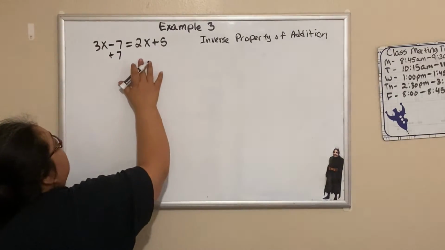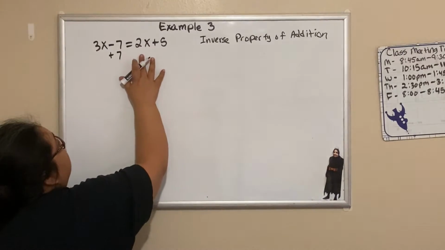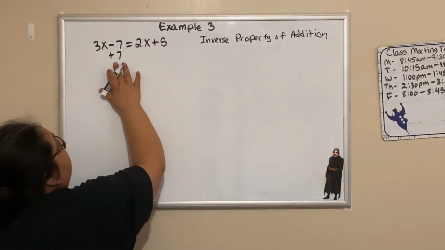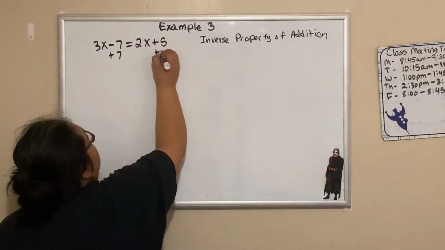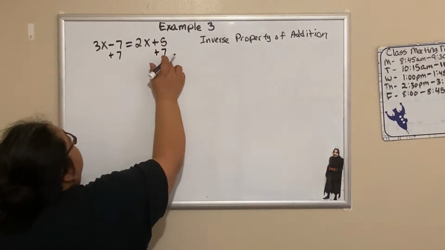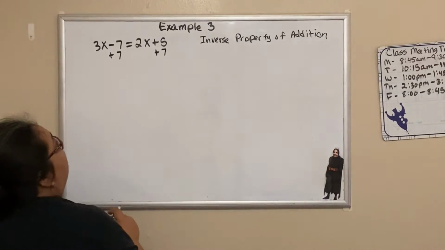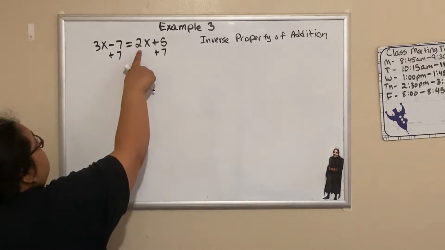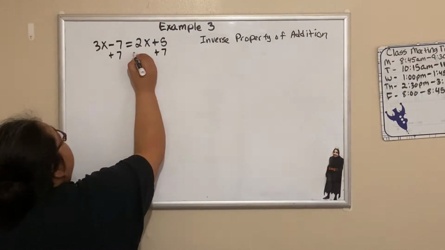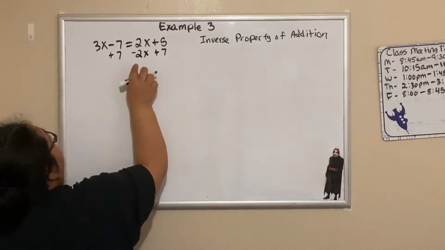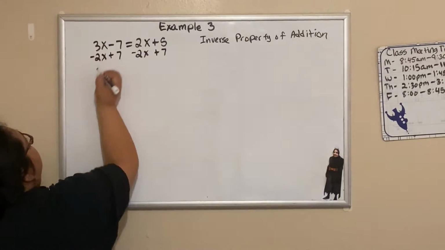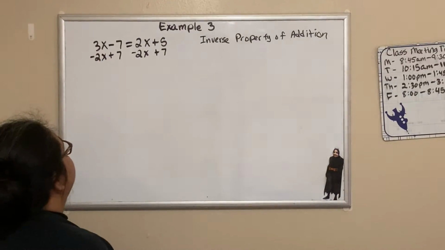Now, it doesn't make sense to put plus 7 underneath the 2x because that is an x. That is not a like term to 7. So we're going to put the plus 7 underneath the 5 because that is a number and 7 is a number. And now we're also going to use the inverse property of addition with the 2x. This is positive 2x. The additive inverse of 2x is negative 2x. And we're going to line that up below the 3x over here. So negative 2x.